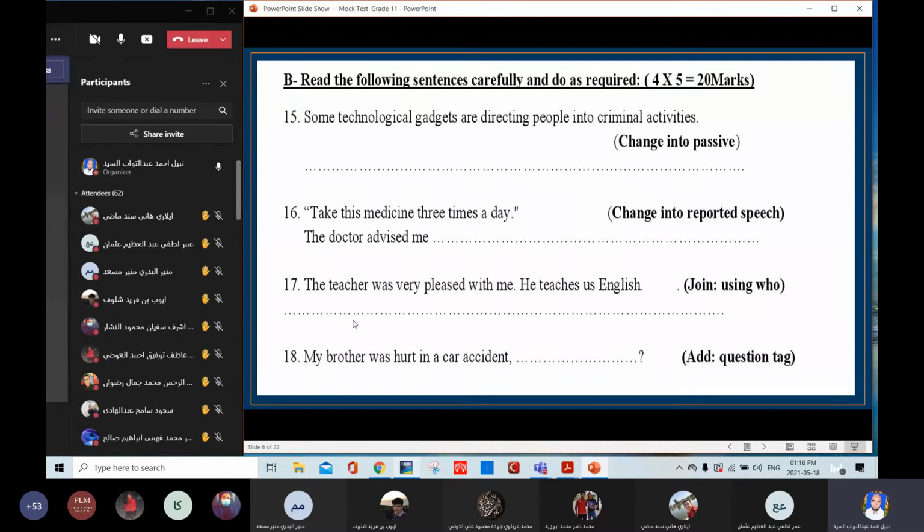Jude, yes, Jude. Number 15. Some technological gadgets are directing people into criminal activities. Change into passive. Where is the object, Sujud? No, the object is the noun after the verb. Directing people. So directing is the verb. Some technological gadgets are directing whom? People. Begin with people, Sujud.